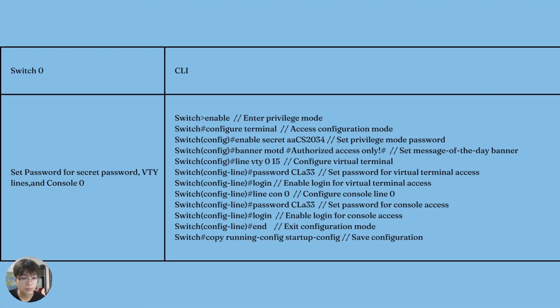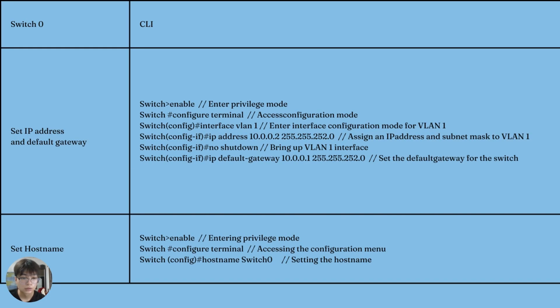For the switch, set the password for secret, password, VTY line and the console 0 the same as the router. To set the IP address and default gateway for the switch 0, enable, configure terminal, interface VLAN 1, IP address 10.0.0.2 255.255.252.0 to assign the IP address and the subnet mask to VLAN 1. No shutdown to bring up the VLAN 1 interface. And assign the IP default gateway 10.0.0.1. This is the example for the administration department.